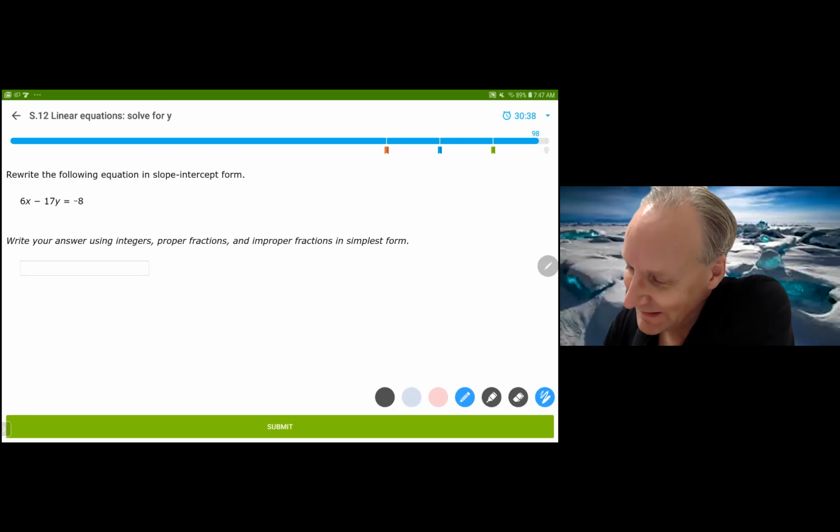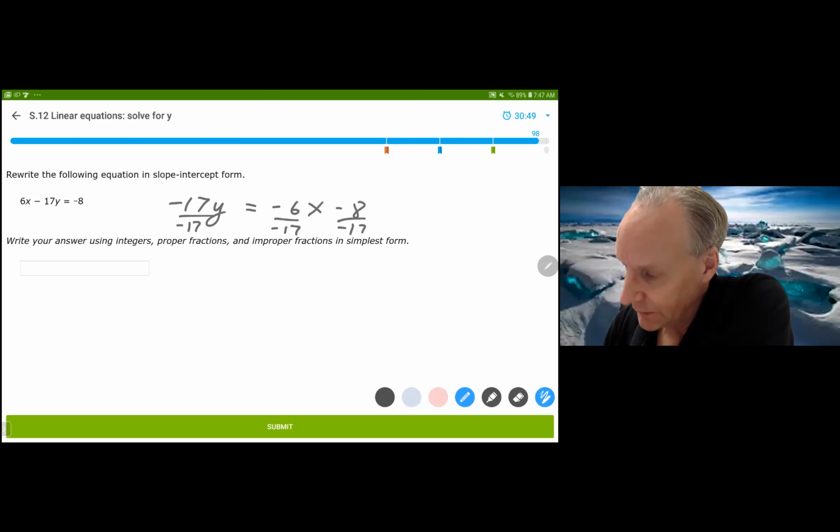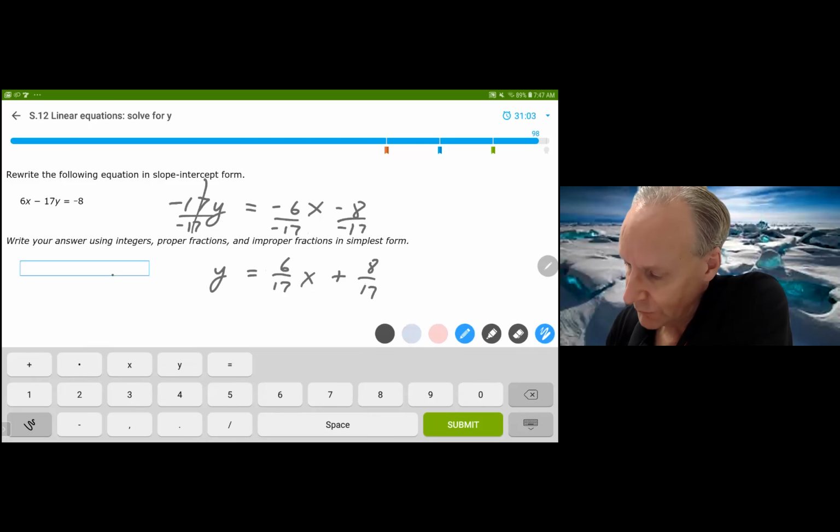Hopefully, anyway. Negative 17y is equal to negative 6x minus 8. And we're going to divide everything by negative 17. We've got a lot of negatives going on here. They are going to cancel out. Y is equal to positive 6 over 17x. When you have a negative divided by a negative, you get a positive. And I have an 8/17 over there. So it looks like we have y equals 6 over 17x plus 8 over 17.